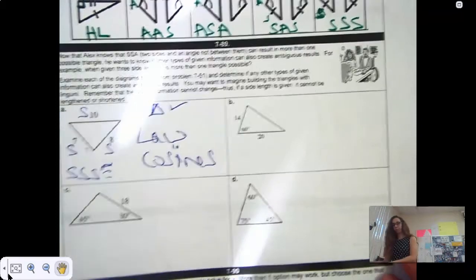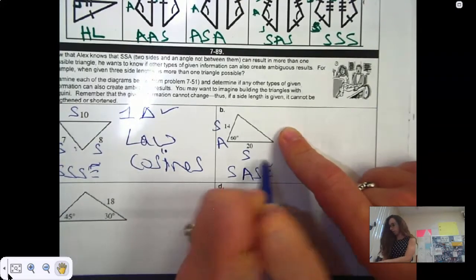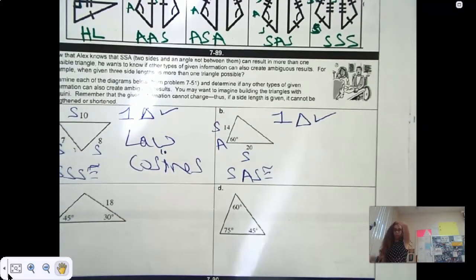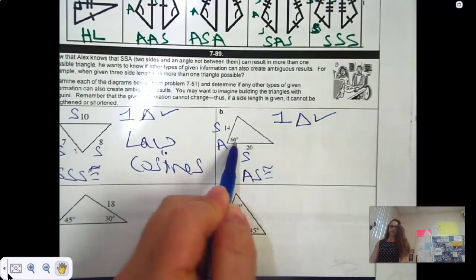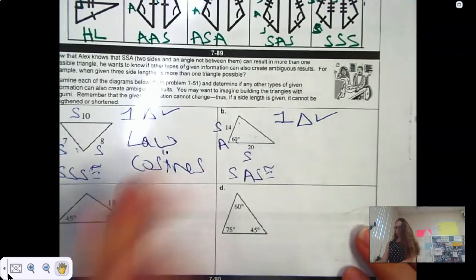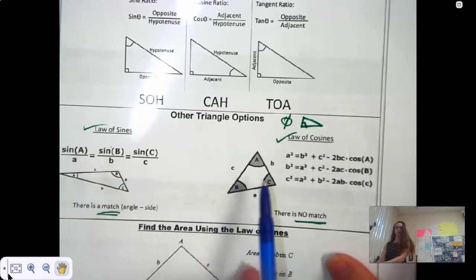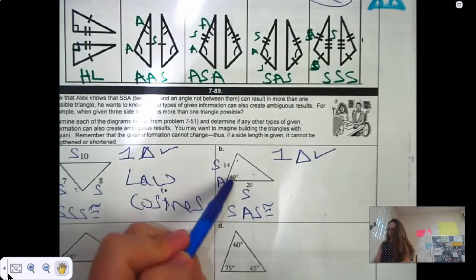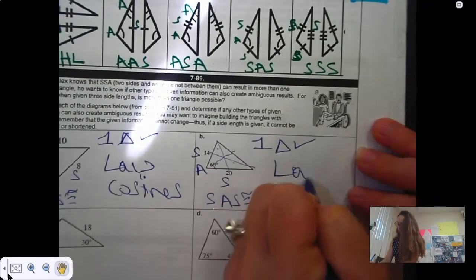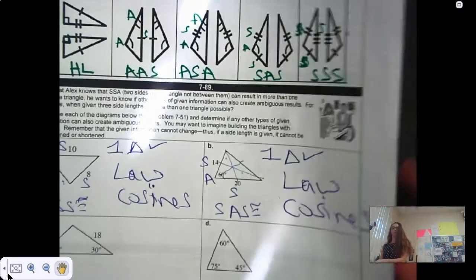All right, let's look here. This is a side, this is an angle, this is a side. Oh, it's side, angle, side congruence. There is only one triangle. Great. Now we've got to figure out which method to use. Well, I see 60. Does that mean it's a 30, 60, 90? No, this could be 20 degrees, then that would be 100 degrees. So it is not a right triangle, so it's either law of sines, match, law of cosines, no match. Well, let's look. No match, no match, no match. Boom. I have to do the law of cosines.